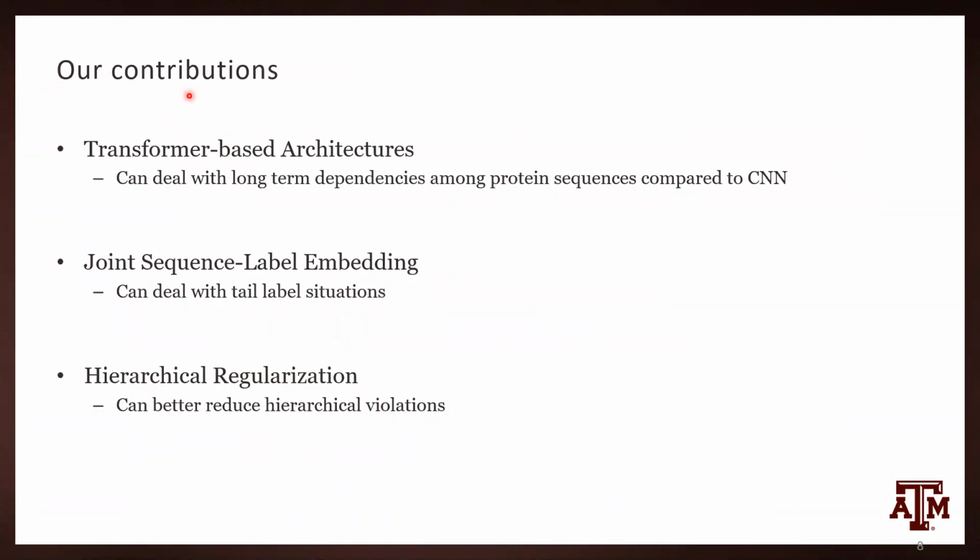Therefore, to summarize our contributions: first, we propose a transformer-based architecture which can deal with the long-term dependencies among protein sequences compared to CNN, so that we can have better generalizability. Secondly, we propose a joint sequence label embedding framework that can deal with the tail label situations. And thirdly, we propose a hierarchical regularization term that can better reduce the hierarchical violations.